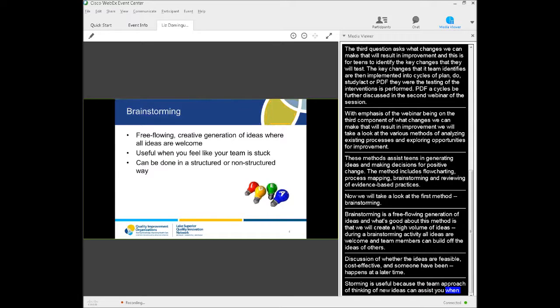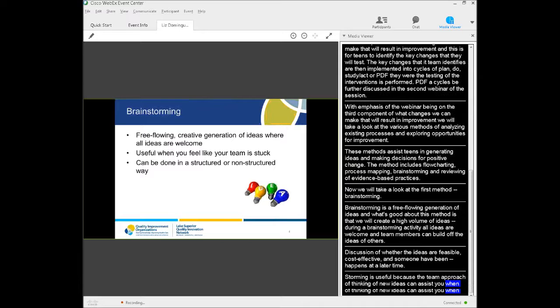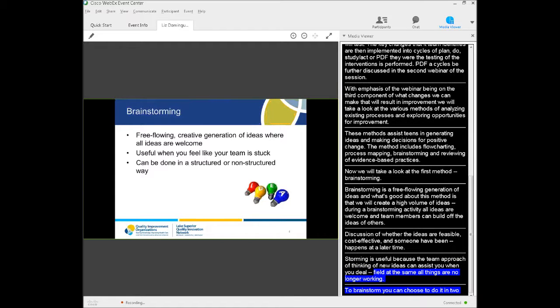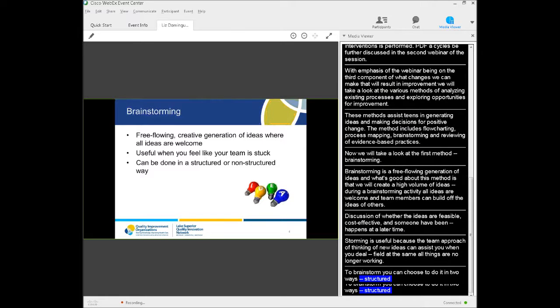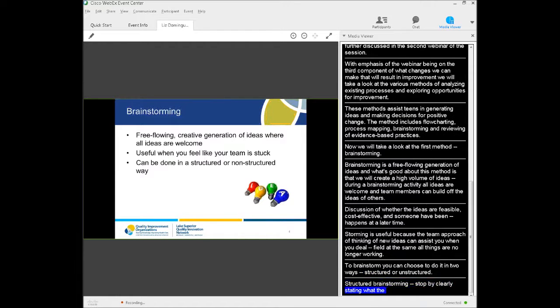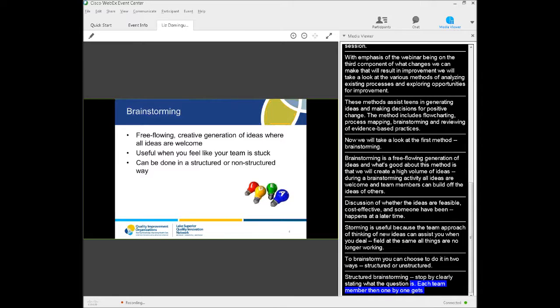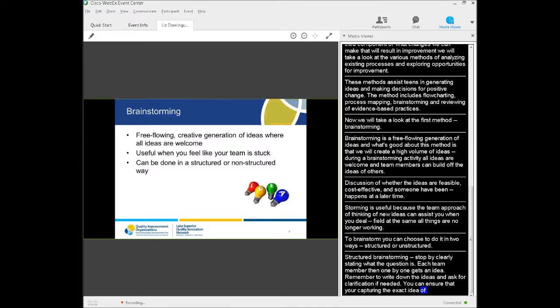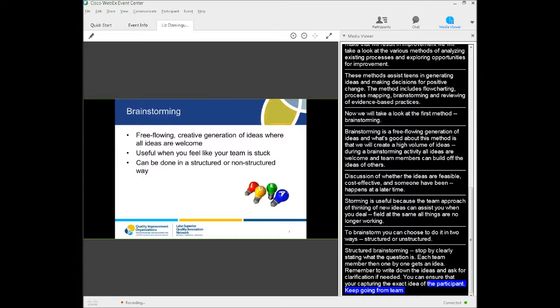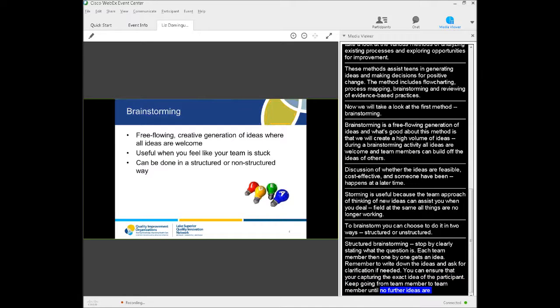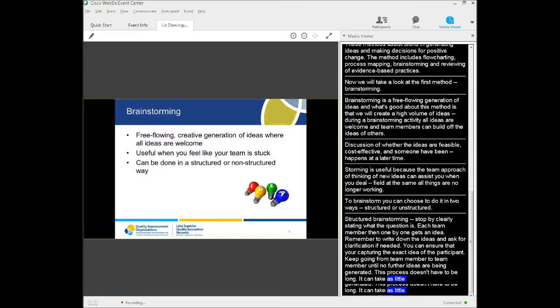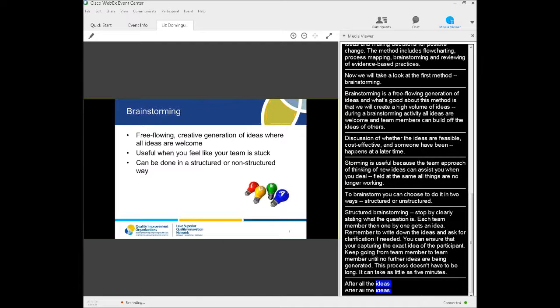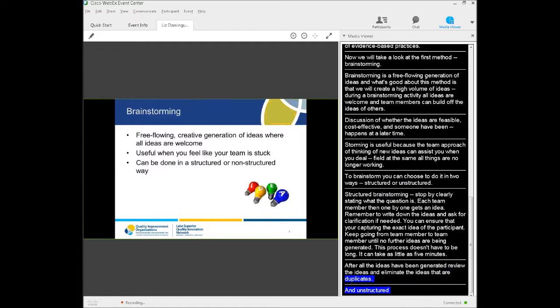To brainstorm with your team, you can choose to do it 2 ways, structured or unstructured. When structured brainstorming occurs, start by clearly stating what the question is. Each team member then, one by one, gives an idea. Remember to write down the ideas and ask for clarification if needed, so you can ensure that you're capturing the exact idea of the participant. Keep going from team member to team member until no further ideas are being generated. This process doesn't have to be long. It can take as little as 5 minutes. After all the ideas have been generated, review the ideas with your team and eliminate the ideas that are duplicates. An unstructured brainstorming session differs in that all ideas are shared by everyone participating at any time.